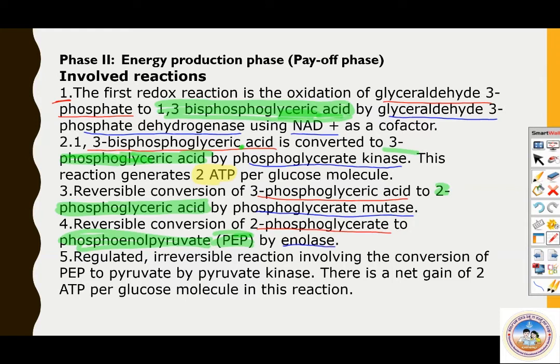Now, the last step, where it is an irreversible reaction, where there is the conversion of PEP. What is PEP? Phosphoenolpyruvate. Okay, finally it is getting converted into what? It is getting converted into pyruvate. Am I clear to you? What is the enzyme involved? Pyruvate kinase. Okay, there is a net gain of 2 ATP per glucose molecule in this reaction.